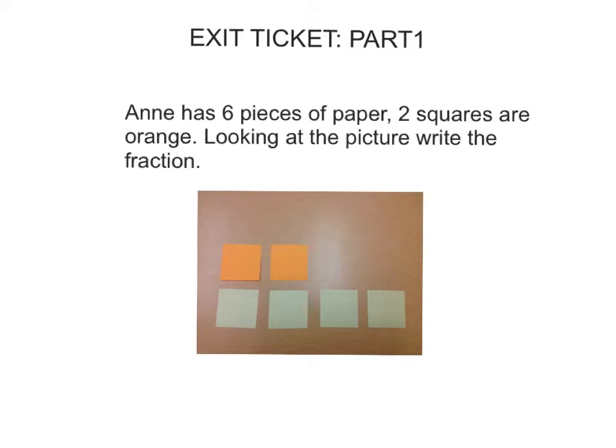The final part of this math cast on equivalent fractions will be the exit ticket. This exit ticket contains 3 different parts. Part 1 has 6 pieces of paper. 2 squares are orange. Looking at the picture, write the fraction.